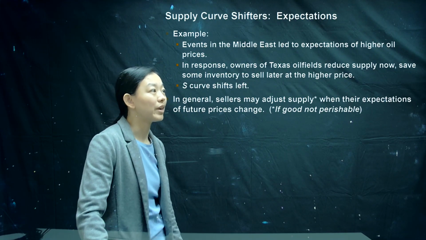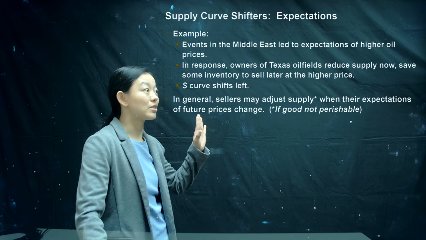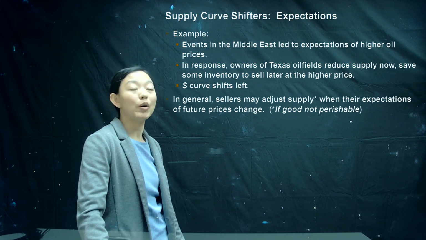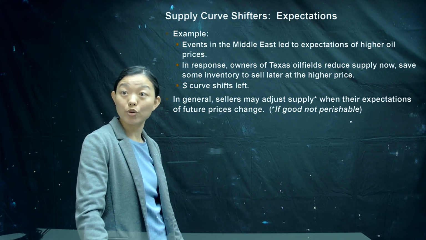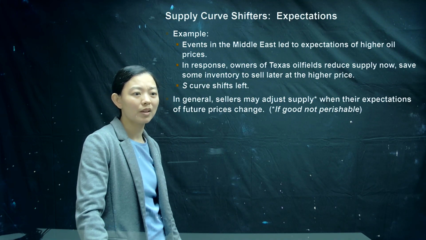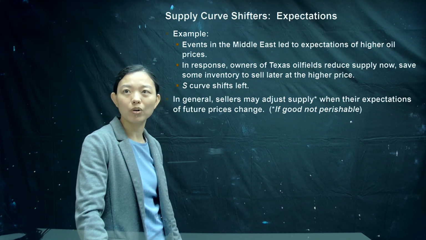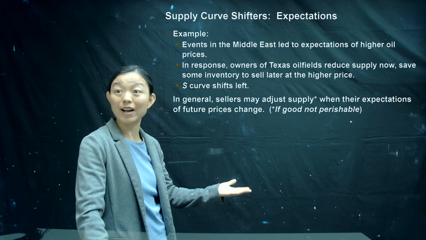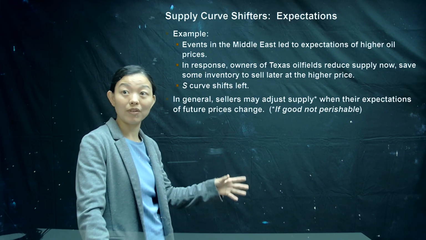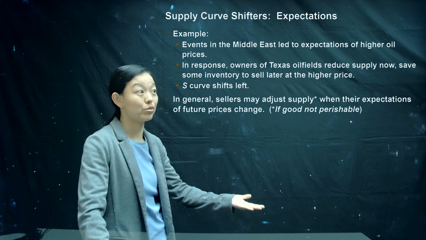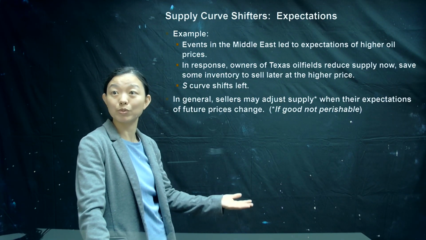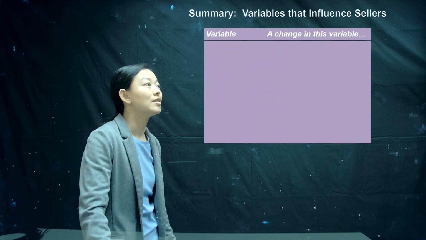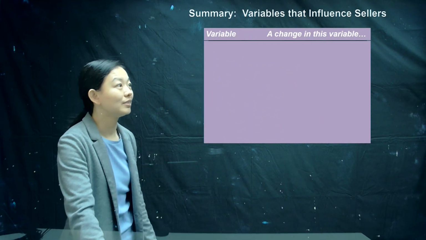So in general, sellers might adjust the supply when their expectations of the future price change. But what we mean here is goods that are not perishable. Like fresh meat, you will not put it in inventory for a long time. However, for crude oil, of course, you can put it in inventory for a certain period of time, right? So let's look at the summary.